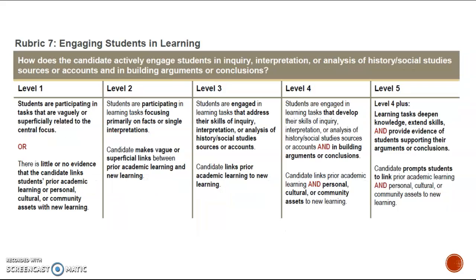Rubric 7 deals with engaging students in learning. You are going to want to be sure that it revolves around your central focus, that you link and develop your students' prior academic knowledge and skills to build and support arguments and conclusions, and of course apply the students' personal, cultural, or community assets to new learning.